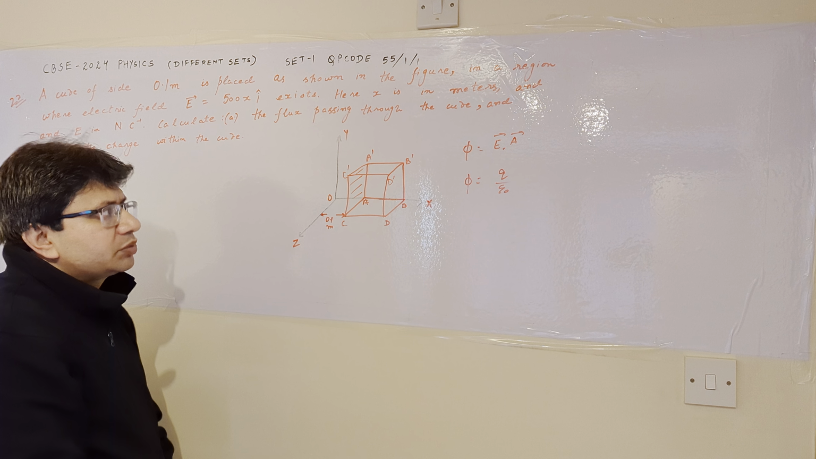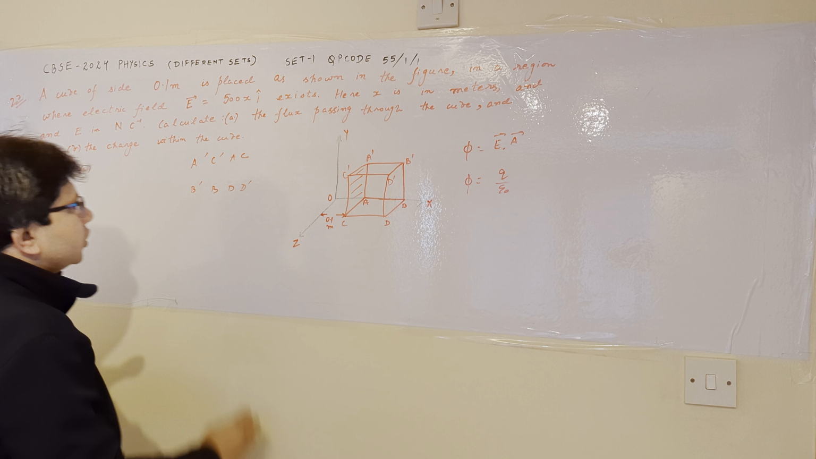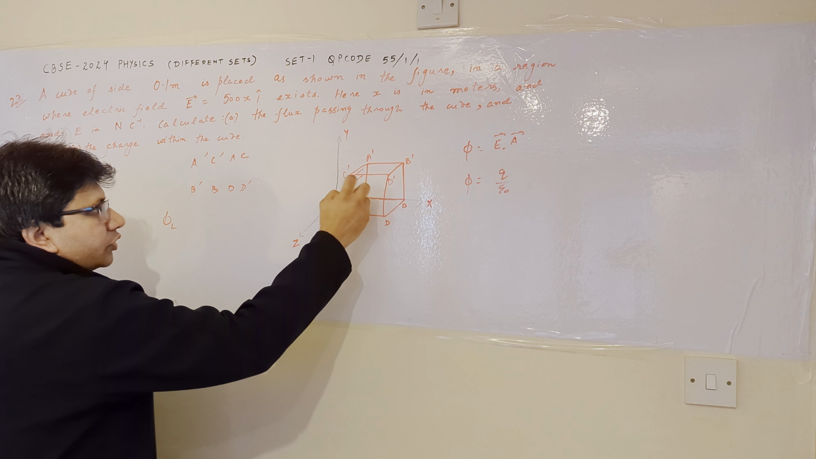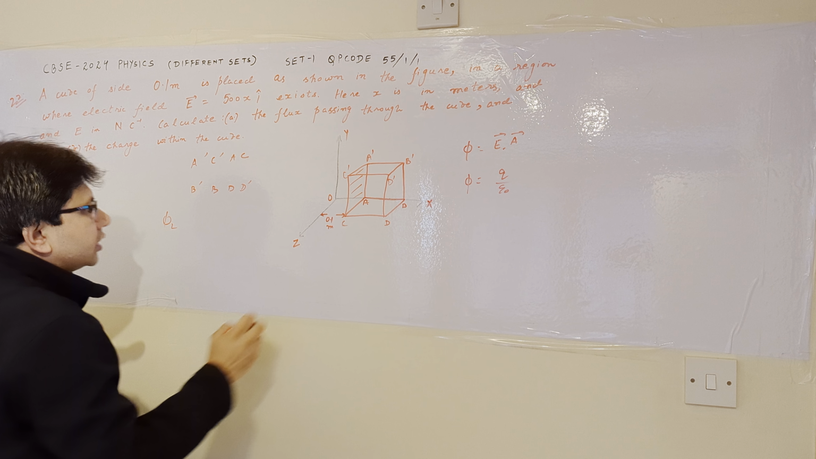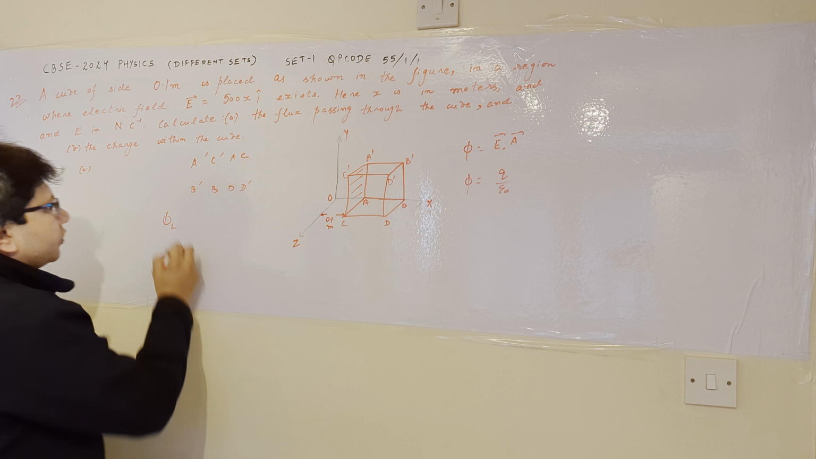So the only two faces of our concern are the faces A dash, C dash, A, C, and B dash, B, D dash. For the left side surface, A dash, C, we call the flux phi L. Now phi L is equal to the dot product of E and A. The direction of E is towards the right, whereas the area vector is towards the left. So there is an angle of 180 degrees between them.